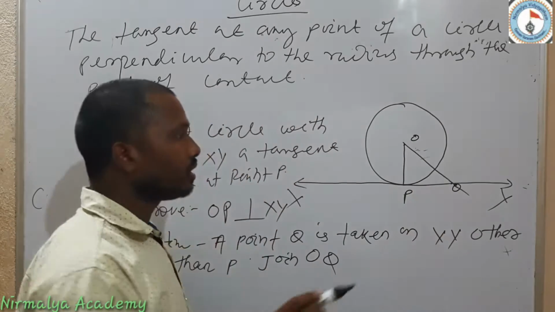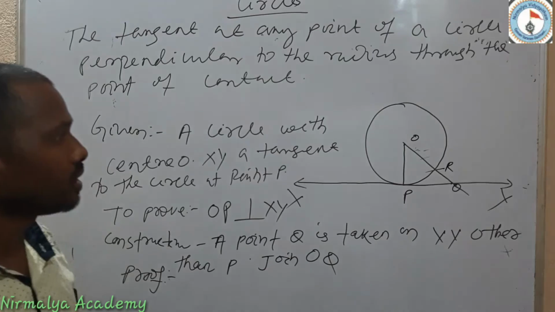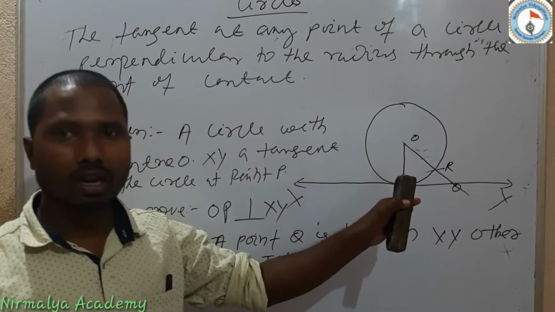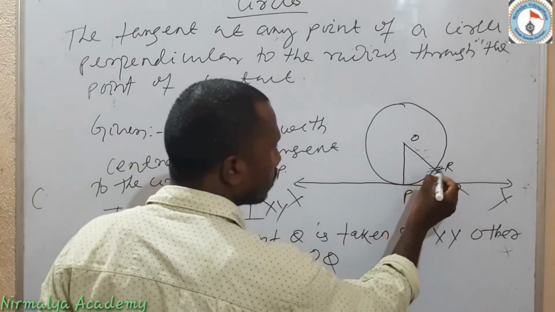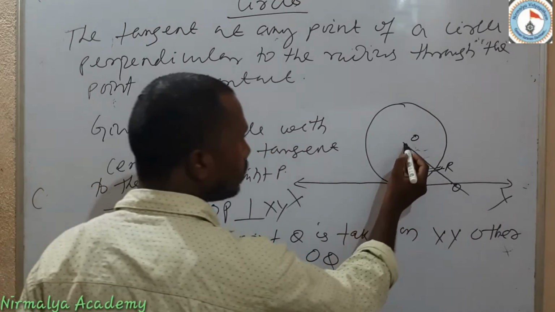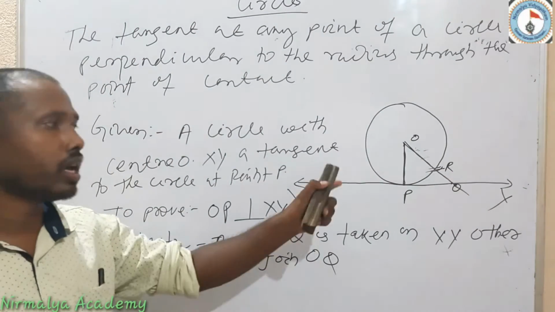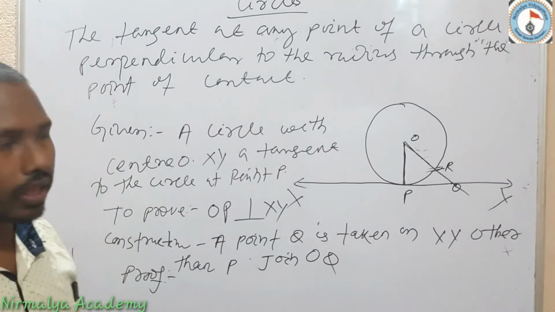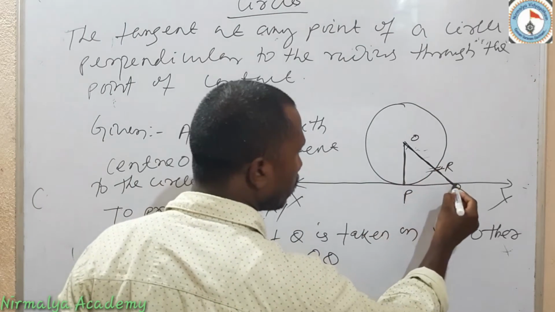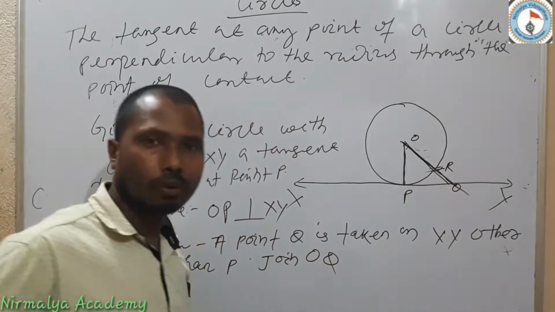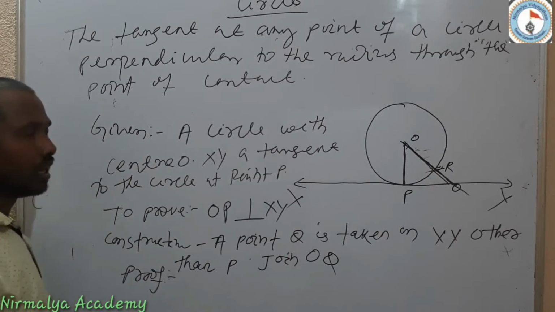let OQ intersect the circle at the point R. So now we will see OR equals OP because they are the radii of the same circle. Again, OR is a part of OQ, so that's why OR is less than OQ.